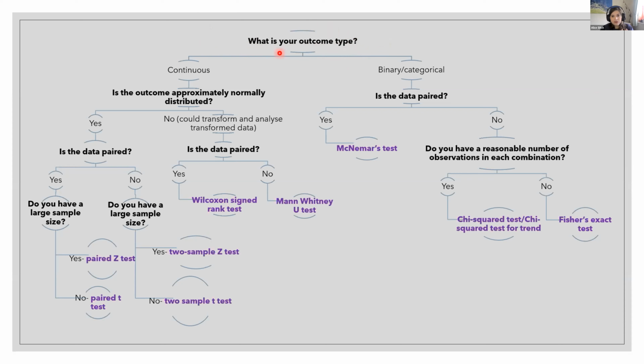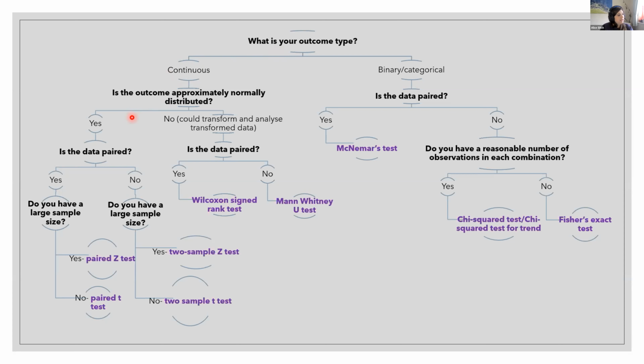So let's start off by saying that we've identified that we have a continuous outcome. So it's a numeric value that we are getting, and that's what we want to compare between the two groups. So we might be hoping we can calculate a mean and compare those between the two groups, and that's the situation we're in. So we have a continuous outcome here.